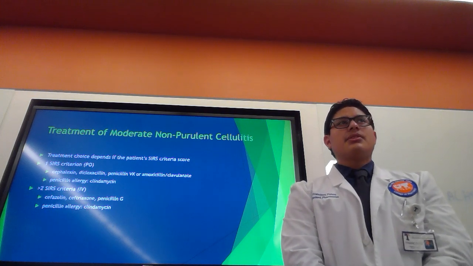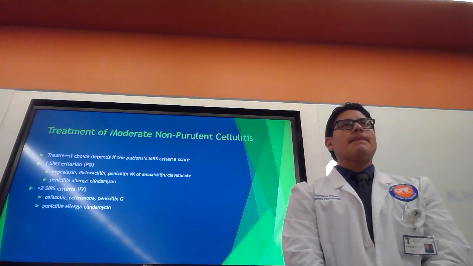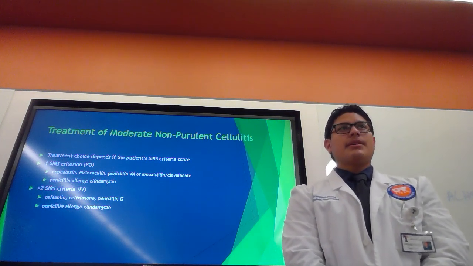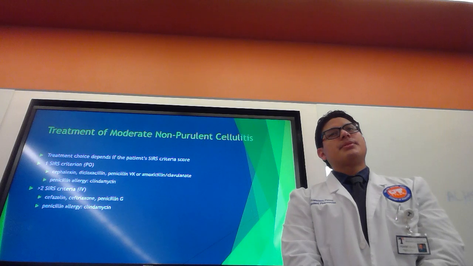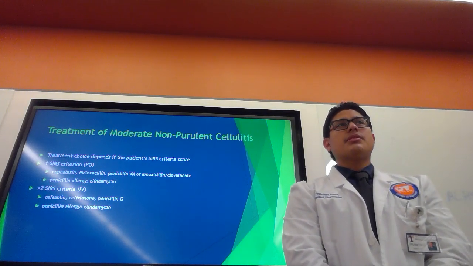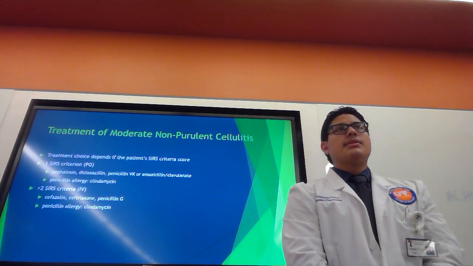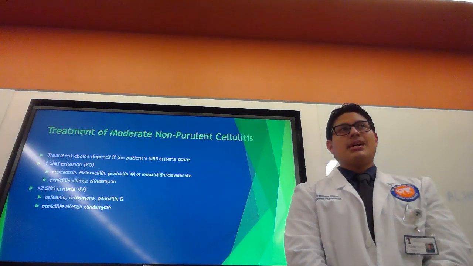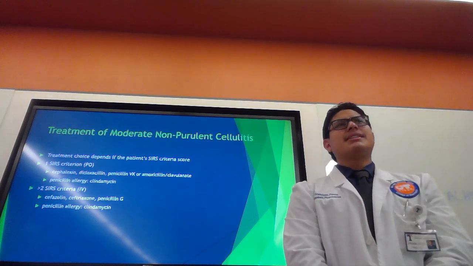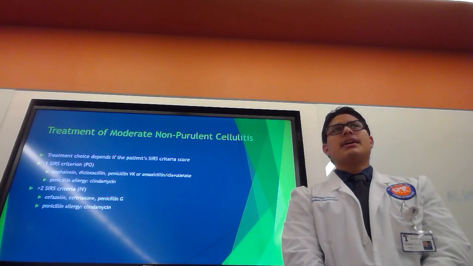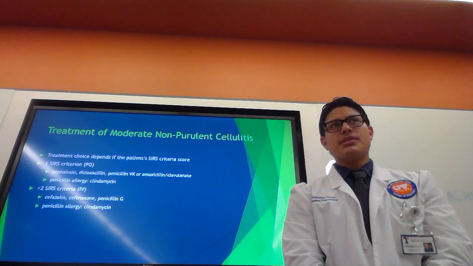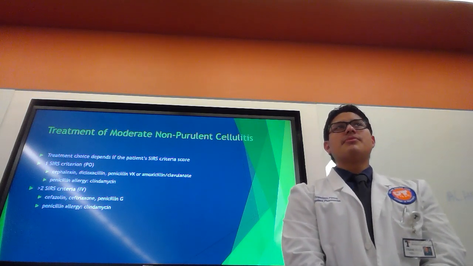For the treatment of moderate non-purulent cellulitis, treatment choice depends on the patient's SIRS criteria score. With 1 SIRS criterion, you can use PO therapy, where cephalexin, dicloxacillin, penicillin VK, or Augmentin is indicated. If the patient has a penicillin allergy, clindamycin. If greater than or equal to 2 SIRS criteria, we're going to do IV therapy with cefazolin, ceftriaxone, or penicillin G, or for penicillin allergy, clindamycin. Note here also, we're not suspecting MRSA in this case. It's really just if there's proof that there's MRSA or if the infection is more severe.